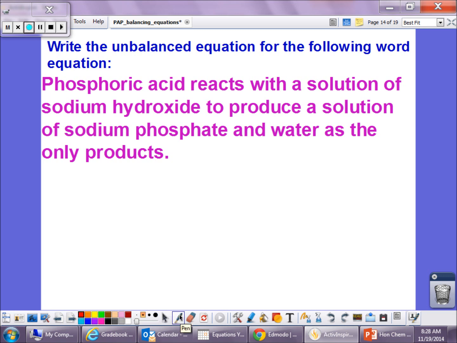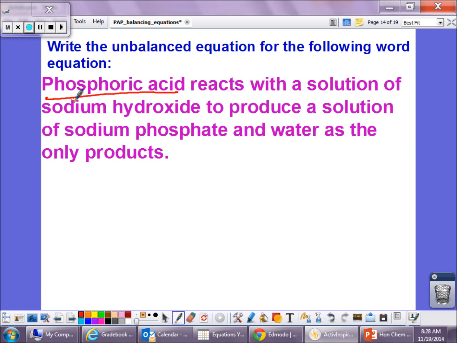It says phosphoric acid. I need to know from the previous unit my charges. Okay, that's what I keep on telling students. In chemistry, you keep on adding to what you learned from the previous unit. So it is extremely important that you use your knowledge from the last unit.